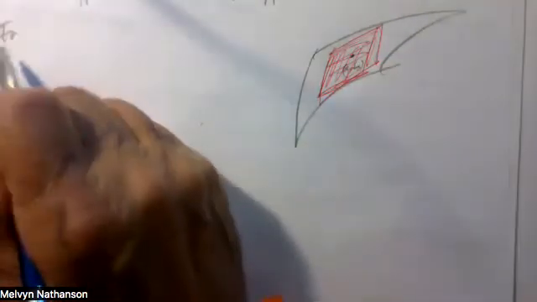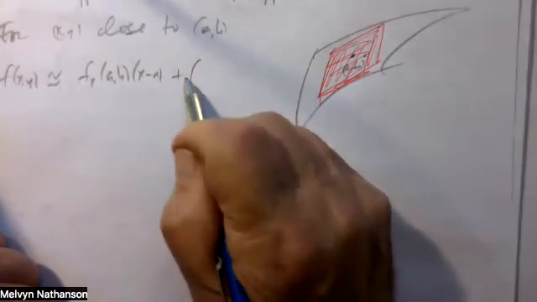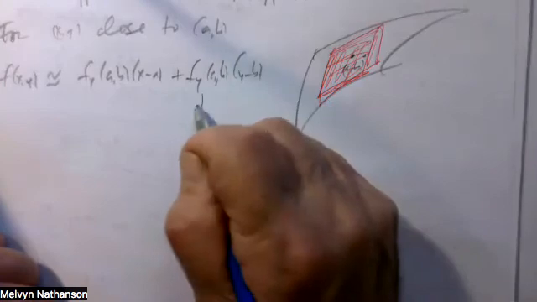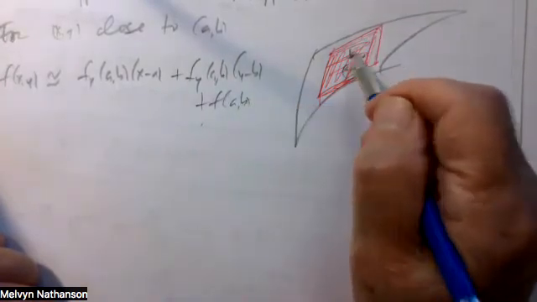And so for x, y close to A, B, f of x, y is approximated, on the tangent plane, by f sub x at A, B times x minus a, plus f sub y at A, B times y minus b, plus f at A, B. The value of the function here, plus a little bit in each direction.